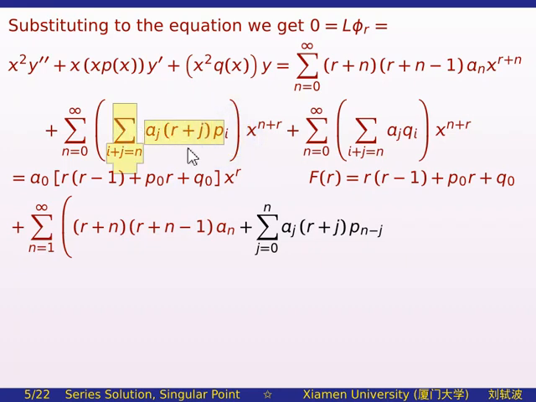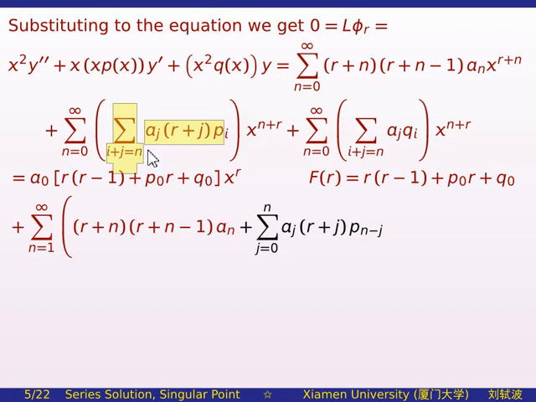That is the coefficient of x^(n+r) in the second summation. But we can let i + j = n, so i = n - j. So we can let j, this sum is precisely the sum for j from 0 to n of a_j (r + j) p_(n-j), with i equal to n - j. So this sum is precisely the coefficient of x^(n+r) in the second summation.